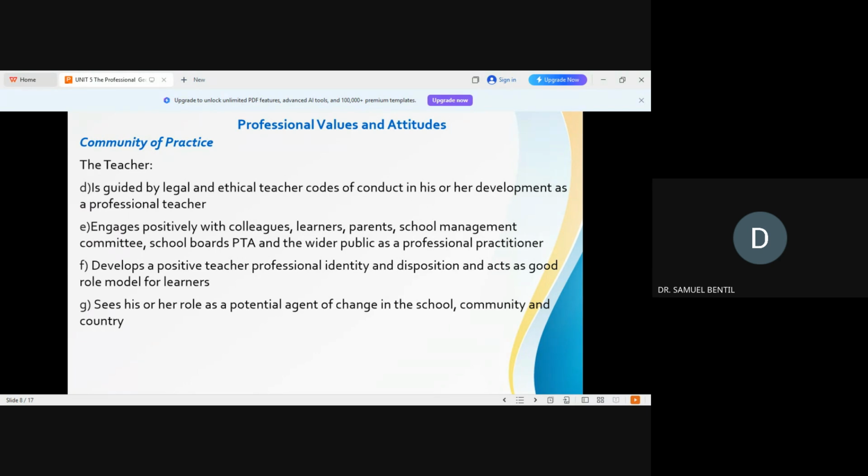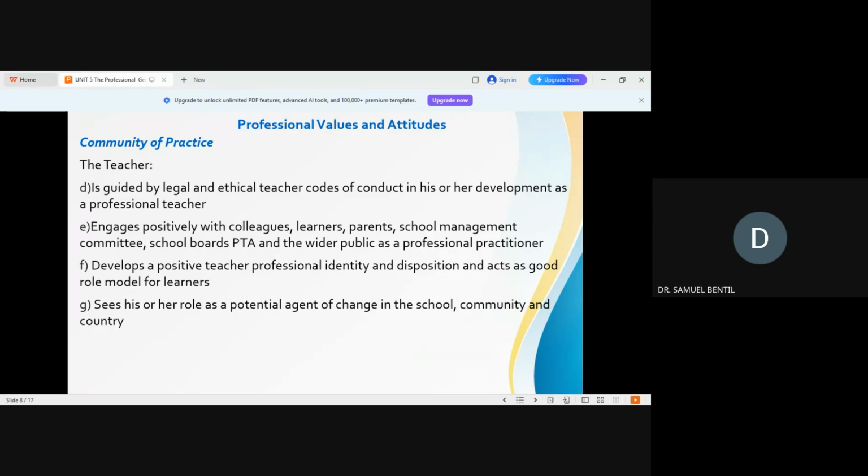But a lot of university students, we don't know, until something happens. But when you go through this student handbook, your code of conduct, you get to know these things and make sure that you abide by them. Engage positively with colleagues, learners, parents, school management committee, school boards, PTA, and wider public as a professional practitioner. Yes, these are all stakeholders in ensuring effective instructional activity.